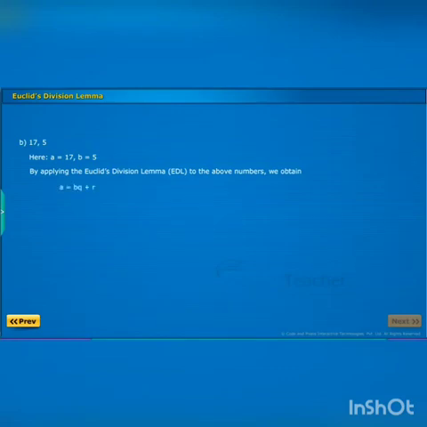Here we know that a is equal to bq plus r. So when 17 is divided by 5, we obtain quotient q as 3 and remainder r equal to 2. Substituting the obtained values of q and r in the above expression, we obtain both LHS and RHS equal.